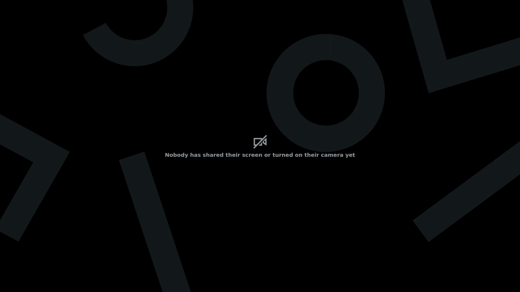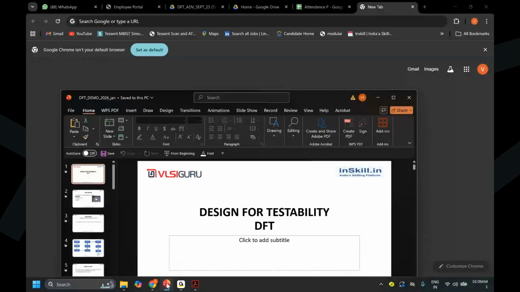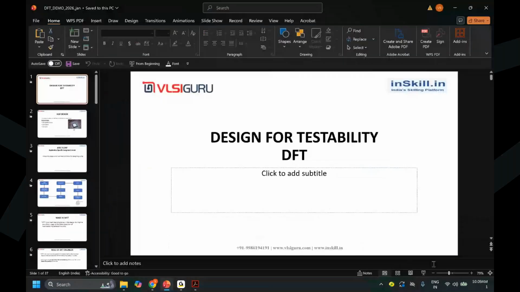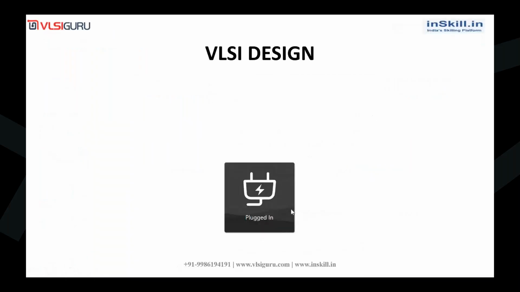So, in today's class, I'm going to give a demo on design for testability, that is DFT. Let me share my screen. Yeah. So, I'm going to give a demo on design for testability, which is DFT.